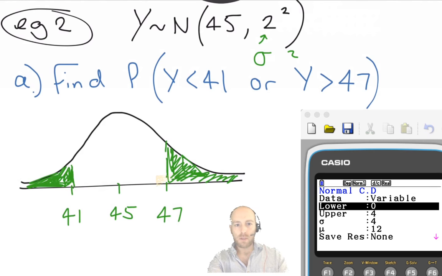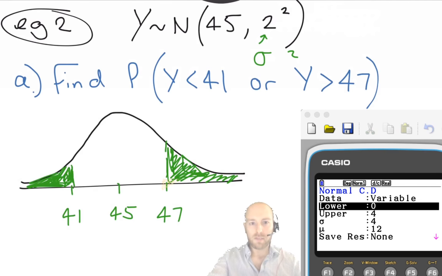There's a couple ways we could do this. There's one slightly easy way, one slightly longer way. The longer way would be to work out the probability that it's less than 41, then work out the probability it's more than 47, and add both those together. And that would work, but you're wasting time doing two different sums.